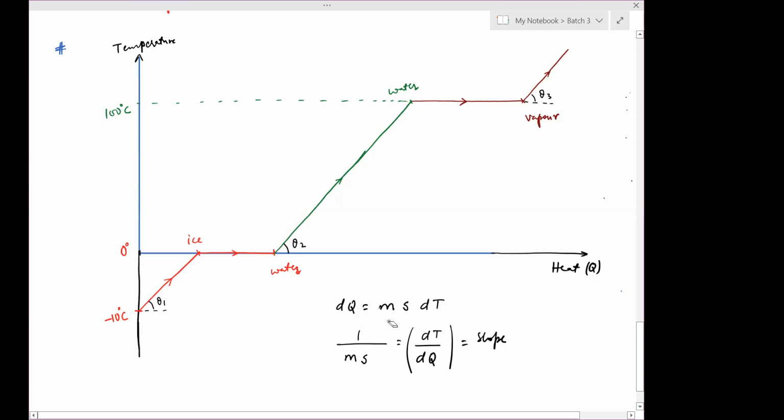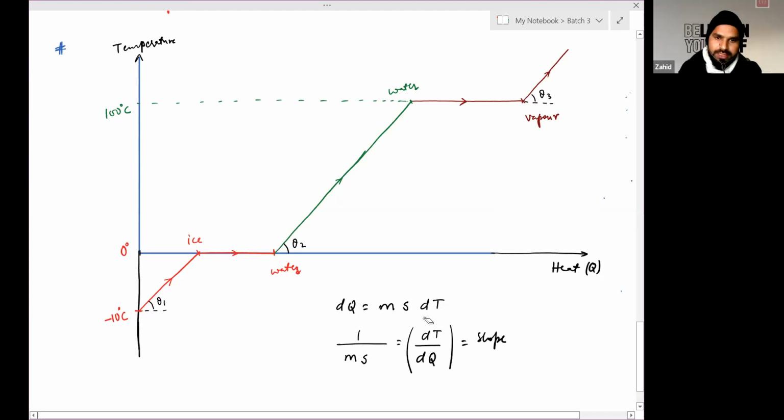So we have to convert this particular relation to find the slope of this particular graph. In this graph, we have perpendicular as temperature and base as heat. So I've moved dq towards the right and m into s towards the left to get dt divided by dq. So dt will be termed as perpendicular and dq as base. So perpendicular divided by base will define nothing but the slope of this particular graph. Okay.